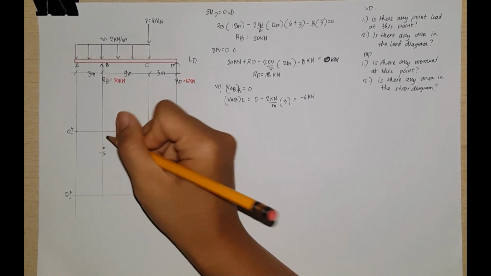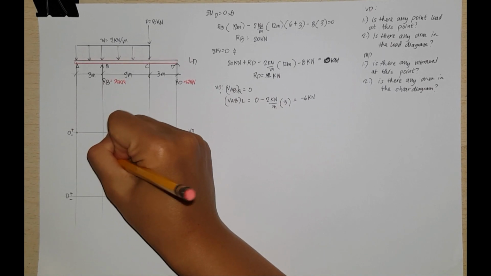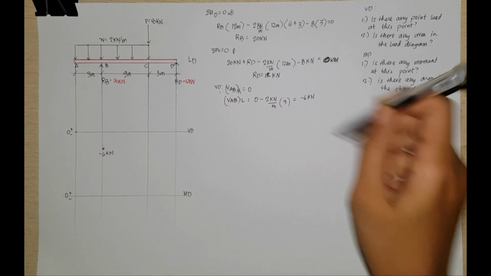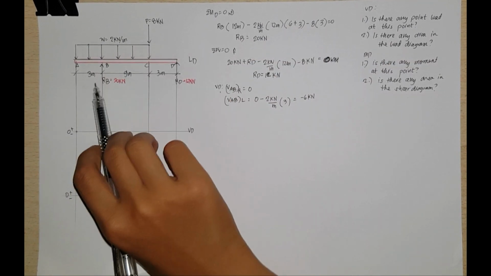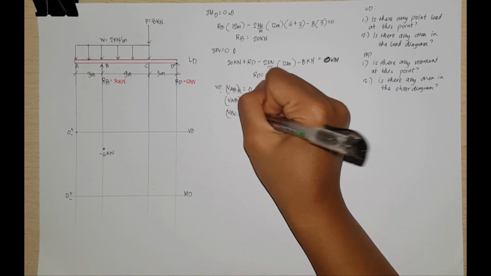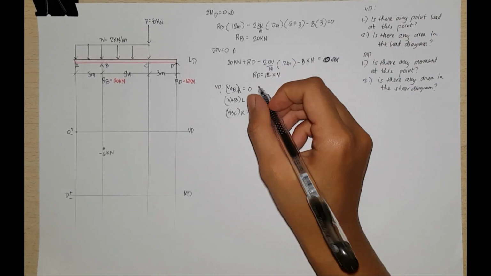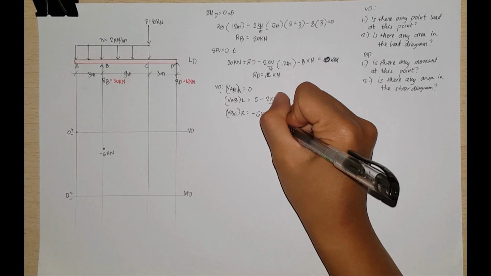So this is negative 6 kilonewton. And then let us proceed to the next segment, which is segment BC. So BC, right? And then go back to the first question. Copy natin yung last, negative 6 kilonewton.